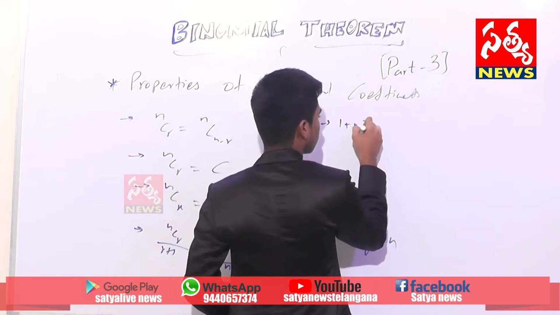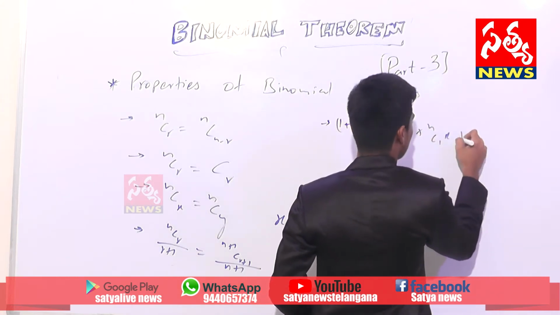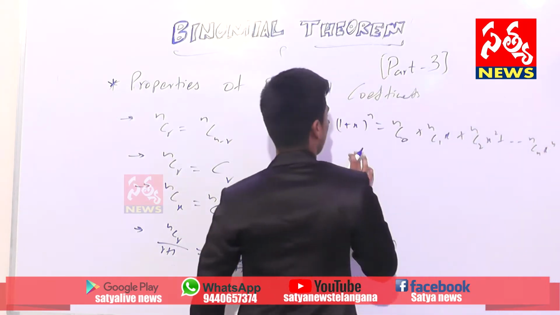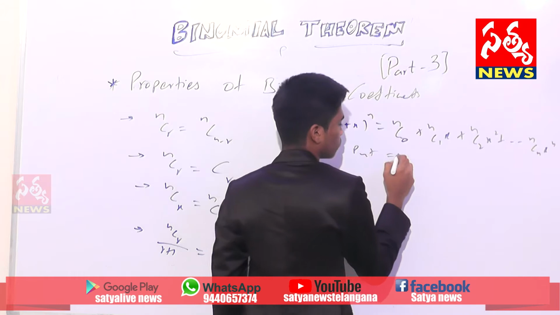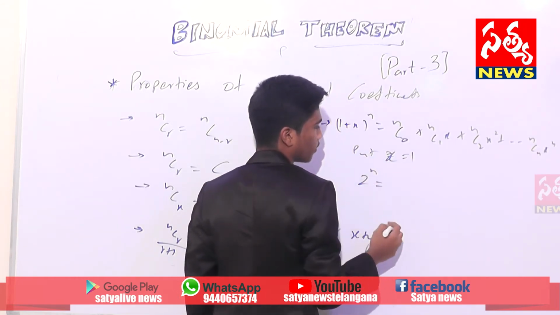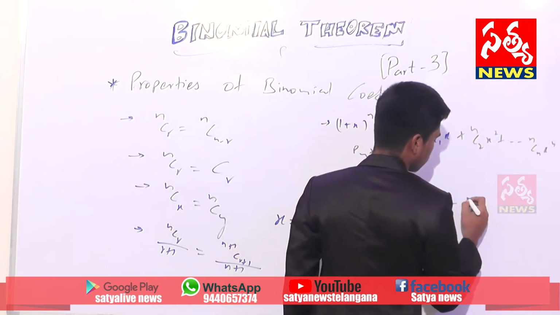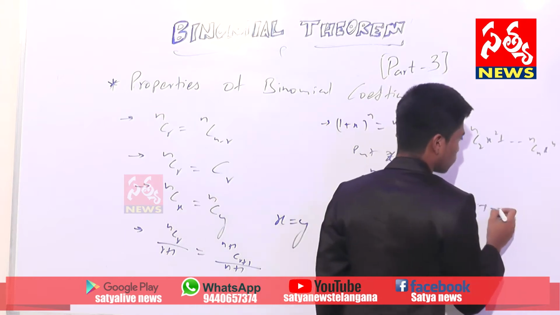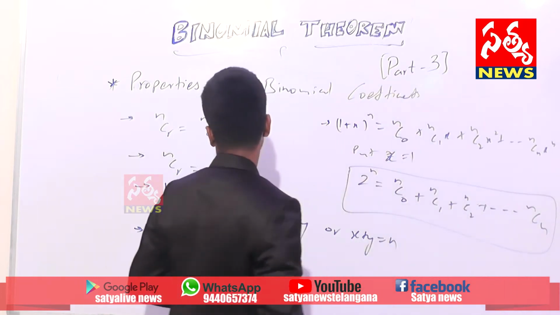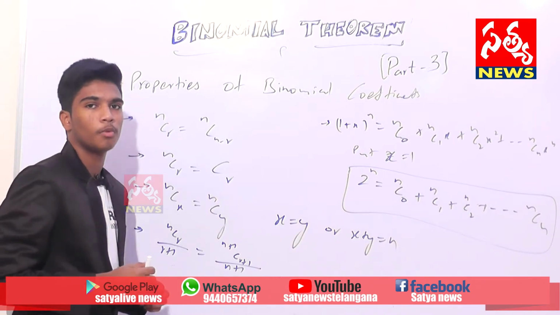The expansion of (1 plus x) whole power n is nC0 plus nC1 x plus nC2 x square plus so on, nCn x power n. Put the value of x as 1. Put x equals 1 so that we get the expansion of 2 power n as nC0 plus nC1 plus nC2 plus so on, nCn. We will learn these properties in permutations and combinations also.